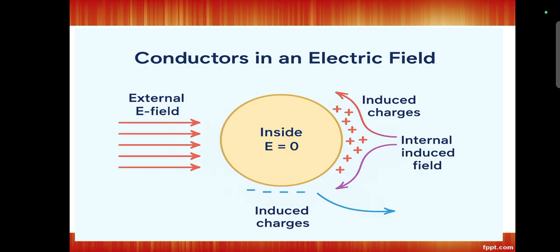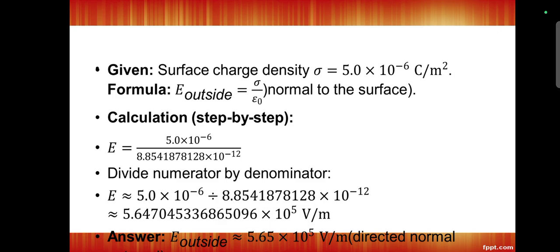So this is a diagram for conductors in an electric field. This is the external electric field E. Inside the conductor, this E value is equal to 0. So induced charges, negative charges and positive charges, and the internal induced field. So this is the overall diagram of conductors in an electric field. So we have one problem based upon this.